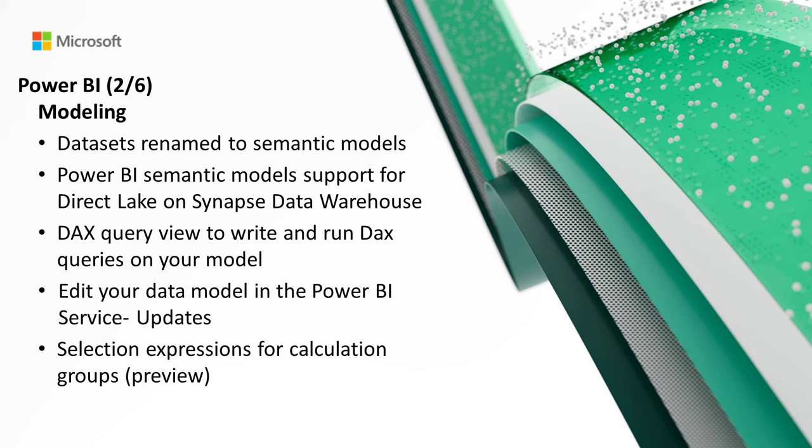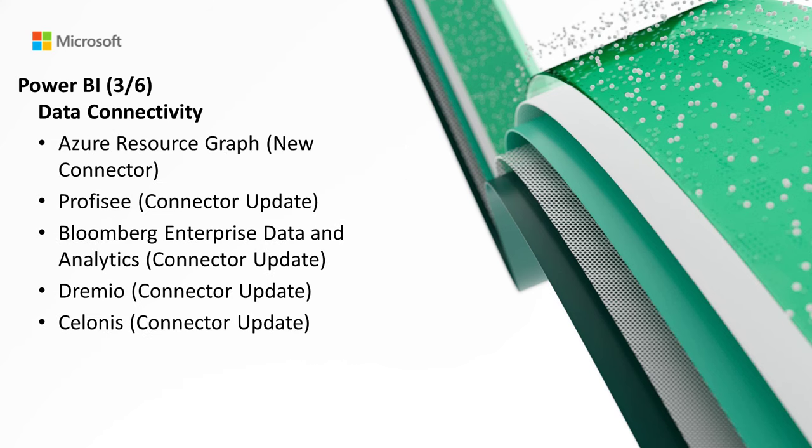Thank you. Thanks, Zoe. Next, we have Edit Your Data Model in Power BI Service Updates and Selection Expressions for Calculation Groups Preview. For data connectivity, we have Azure Resource Graph, which is a new connector. Prophecy, we have a connector update. Bloomberg Enterprise Data and Analytics, a connector update. Dremio, a connector update. And Celonis, also a connector update.